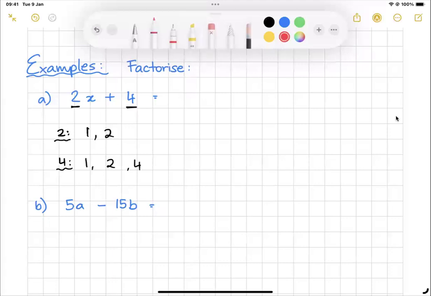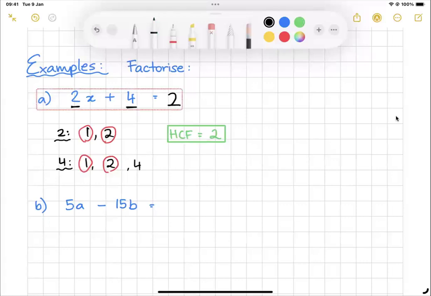Now what I'm going to do next is, once I've listed out all my factors for each of the numbers 2 and 4, I'm going to circle which ones they have in common. So they have 1 in common, the number 1, and the number 2. Once I've done that, I'm going to write down my highest common factor. We look at the ones I've circled, 1 and 2. Which one's my highest number? 2. So my highest common factor here is the number 2. Using my highest common factor, I'm going to put it right next to the equal sign. So that's my number, the 2, the highest common factor, outside of the bracket.